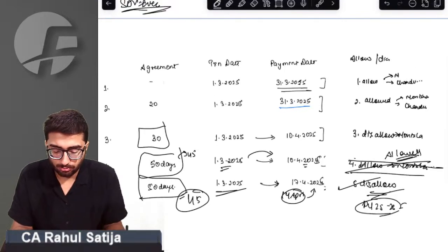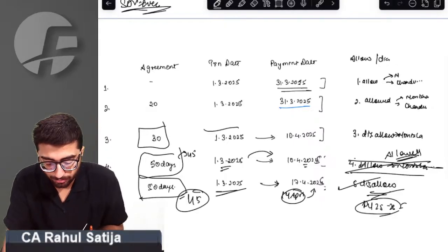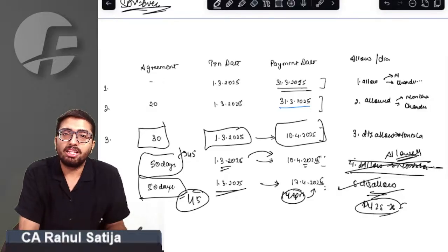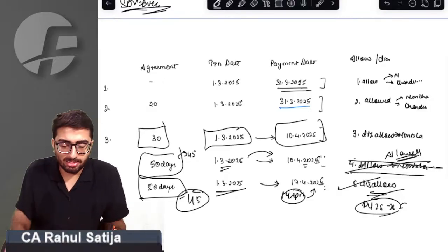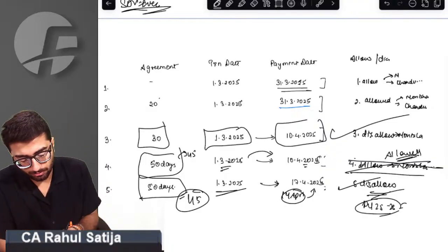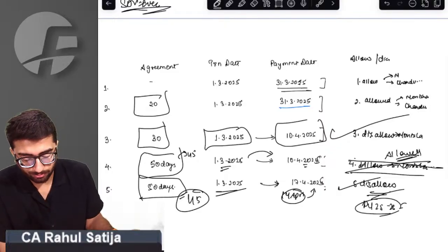Third question. If the agreement is for 30 days, the payment is to be made within 30 days. On 1st March, we are transacting and we are making payment on 14th April. Sir, are we exceeding the limit? Right answer is yes, sir. It shall be disallowed. Absolutely correct.